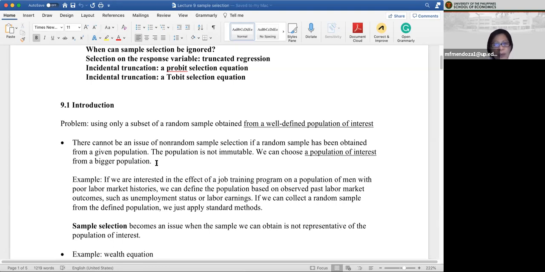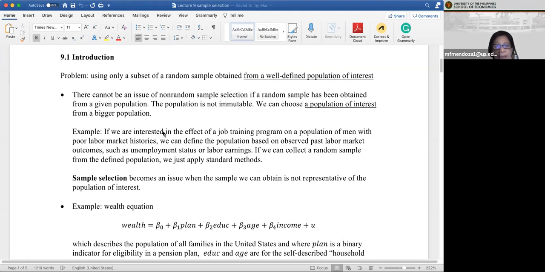So are you interested only in children below 12 years old, or adults, or only the senior citizen population? So you have to define first your population of interest, and then sample from that population of interest. For example, if you are interested in the effect of a job training program on a population of men with poor labor market histories, we can define the population based on observed past labor market outcomes such as unemployment status or labor earnings.